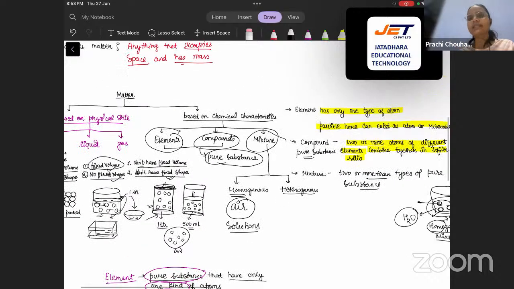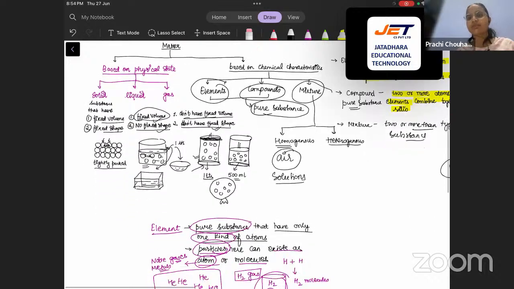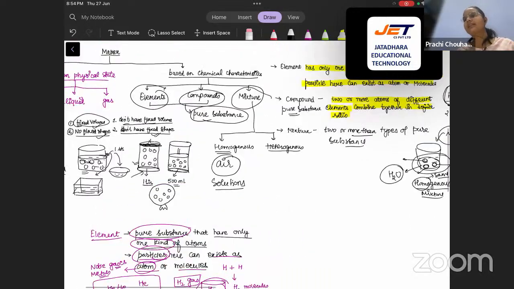So I hope this is clear to you, like how we are classifying the matter, and these are some of the basic things. So that's why we are covering it very quickly. And then we will come into the topics which we need to learn in depth along with the questions. So yes, quickly tell me whether you have understood this topic, which is the classification of matter.